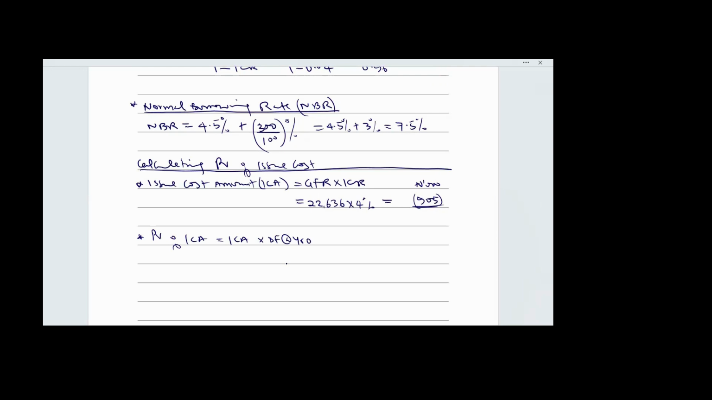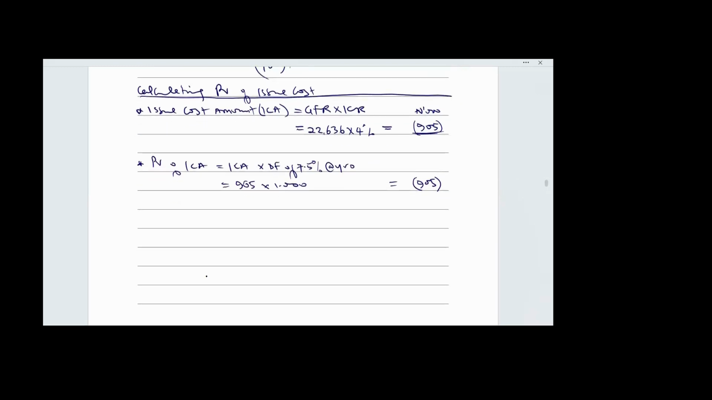We have assumed that we want to use the normal borrowing rates to discount the cash flow arising from financing. Therefore, the discount factor of 7.5% at year 0. The issue cost amount is 905, multiplied by the discount factor in year 0 at 7.5%, which is 1. So this will give me 905. Keep it on one side.